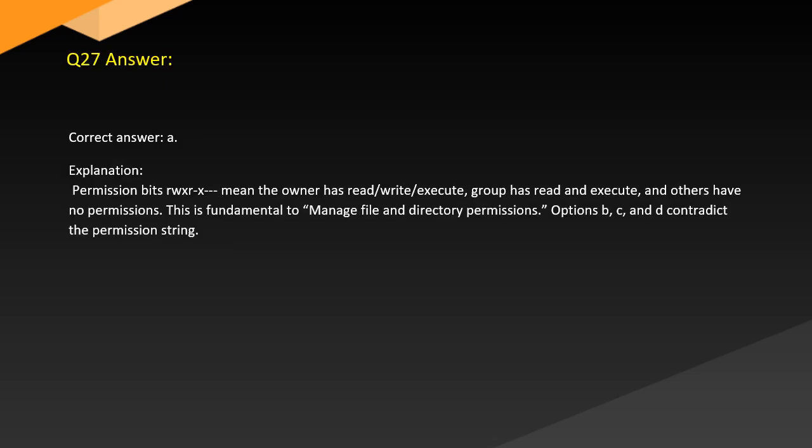Answer. Correct answer A. Explanation. 750 permission means the owner has read, write, execute. Group has read and execute, and others have no permissions. This is fundamental to manage file and directory permissions. Options B, C, and D contradict the permission string.